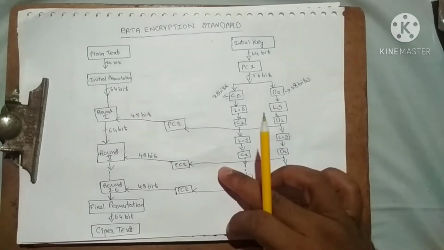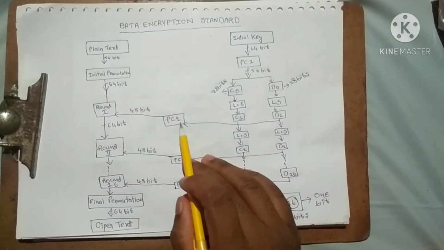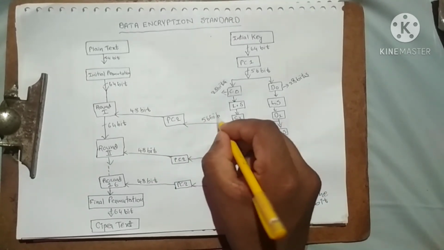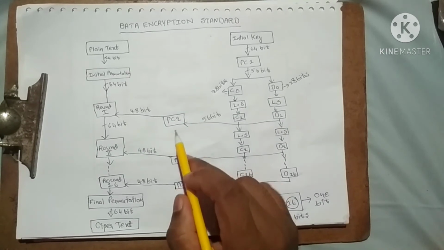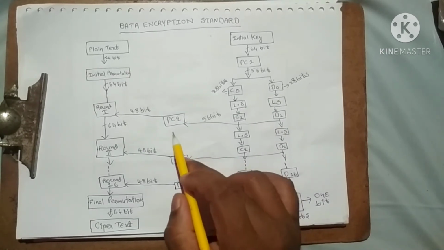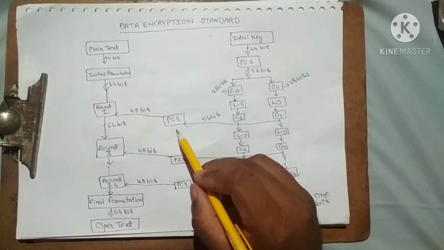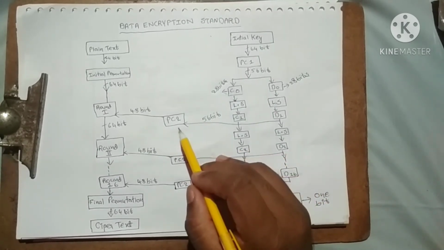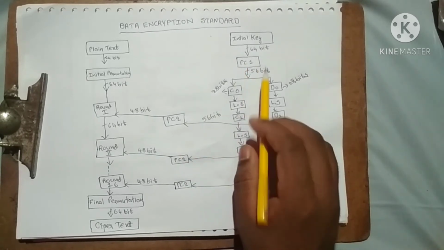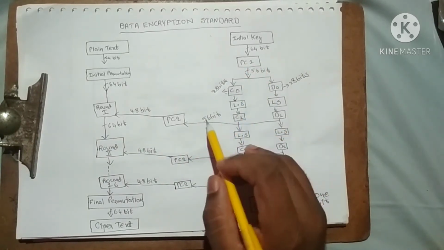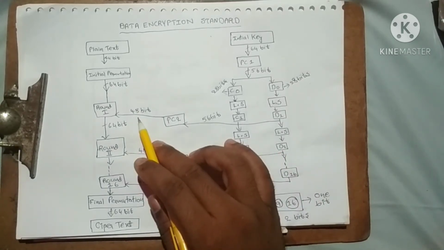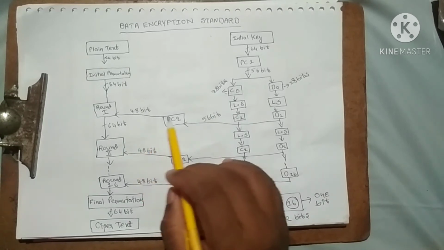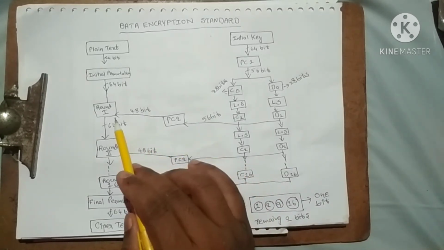Then the 56 bits are given to permuted choice 2. The role of permuted choice 2 is neglecting 8 bits. Here also, it neglects 8 bits, going from 56 to 48. So the 48 bit key is given to round 1.